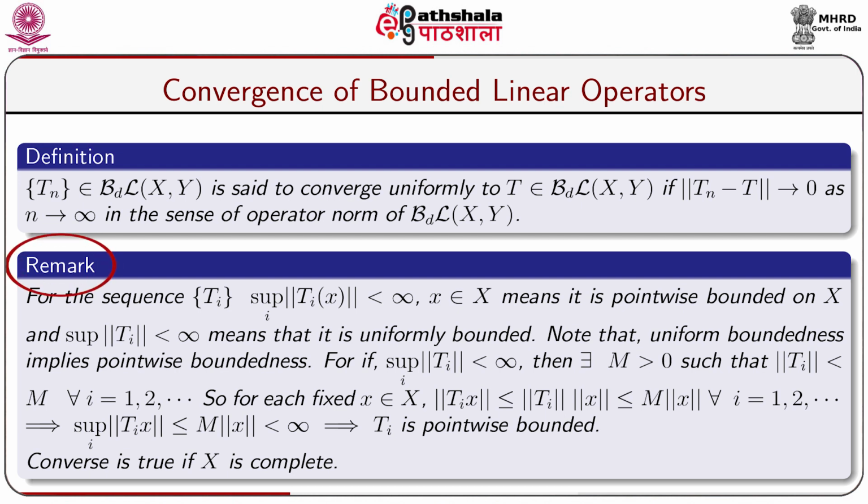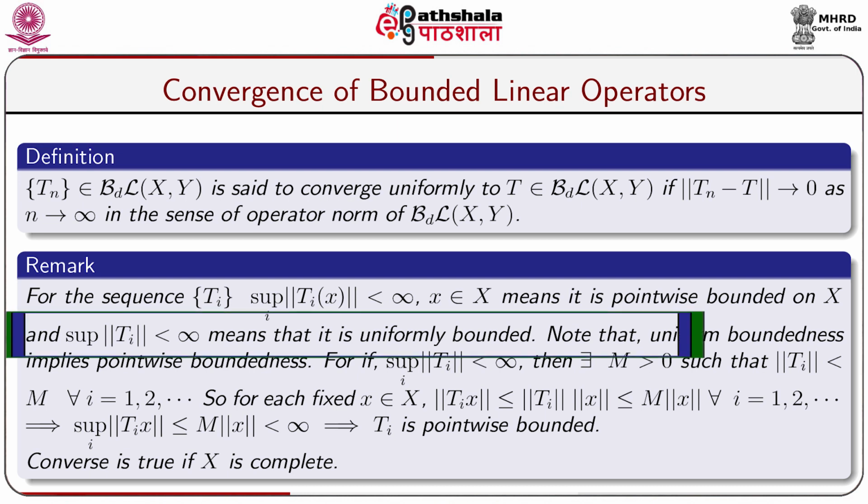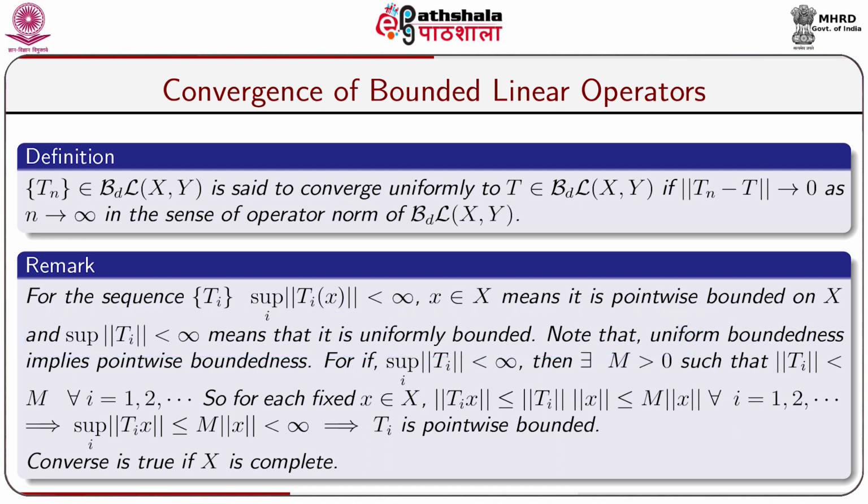So, in this connection we get a remark. Given a sequence of bounded linear operators from X to Y, that is, if we consider the sequence of operators Ti taken from B(X,Y), if the supremum over i of norm of Ti x is less than infinity for all x belonging to X, it is pointwise bounded on X, and if the supremum over i of norm of Ti is less than infinity, it is uniformly bounded. Thus, we have learned the sequence of bounded linear operators which is pointwise convergent, and also the sequence of bounded linear operators that converges uniformly to a bounded linear operator T.